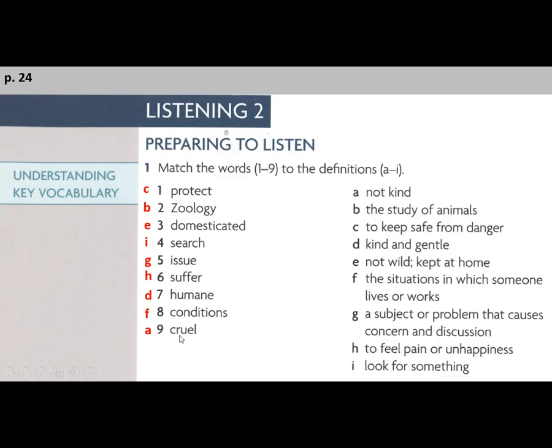Number 9 is cruel, and it means not kind. If you look at A and D, D is kind, A is not kind, so they are opposites. So we can say that cruel is the opposite of humane. Some people are cruel to animals. They beat them, I don't know, they kill them for fun.